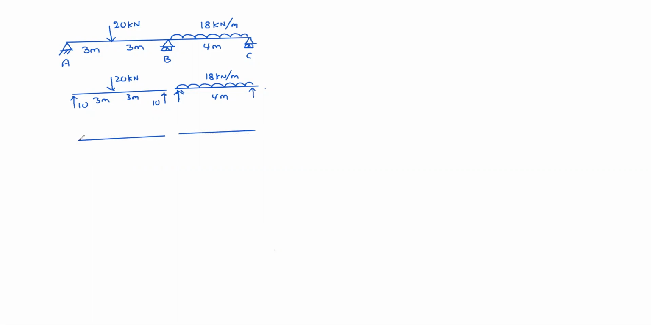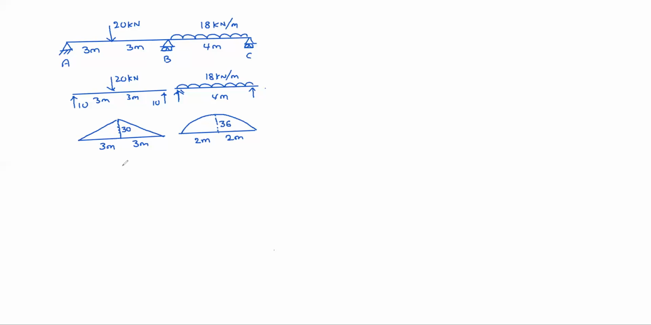This is the bending moment diagram for this, and this is the bending moment diagram for this. Height is PL by 4, right? Simply supported bending moment diagram height is PL by 4: 20 into 6 by 4, how much? 30. And WL square by 8: 18 into 4 square by 8, that is 36.